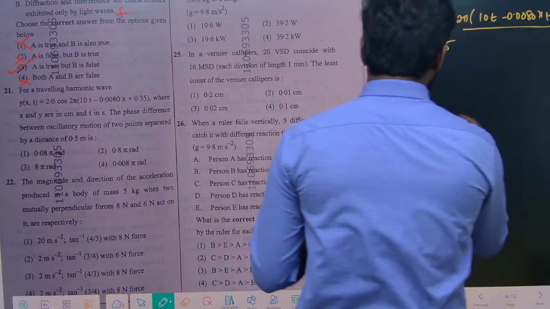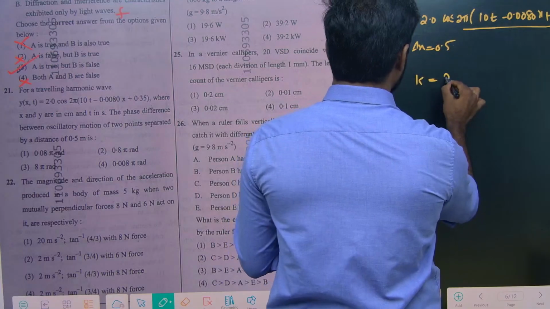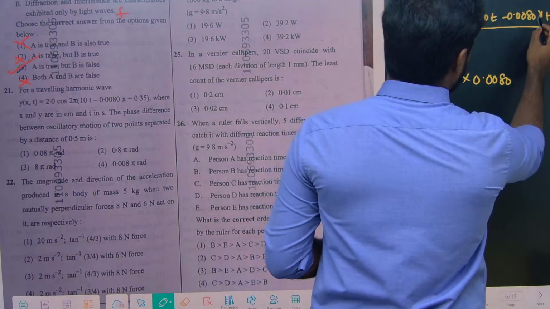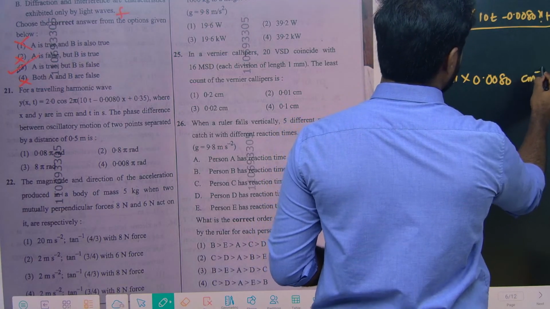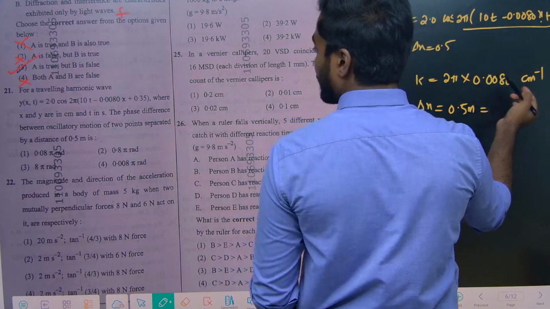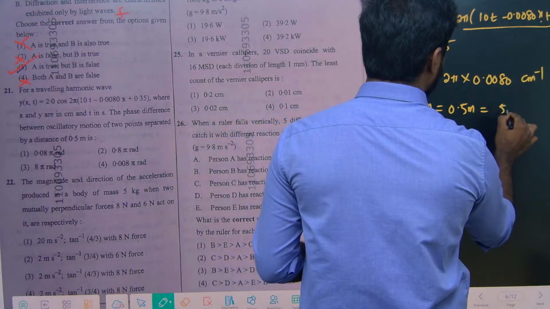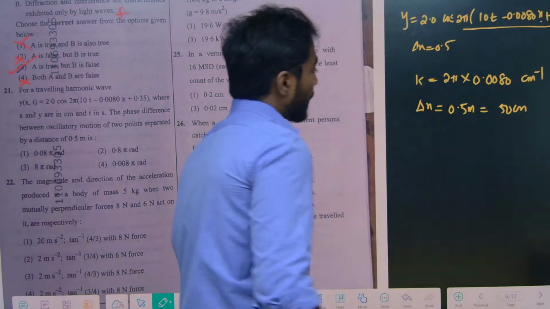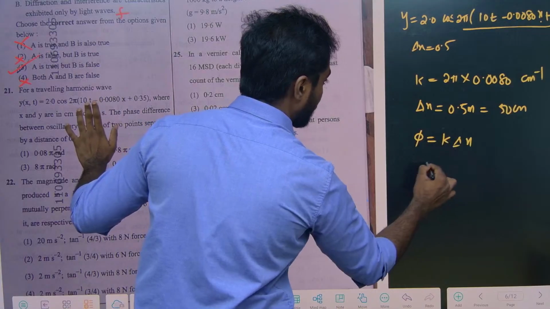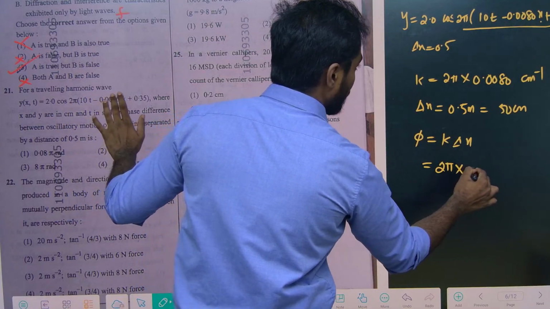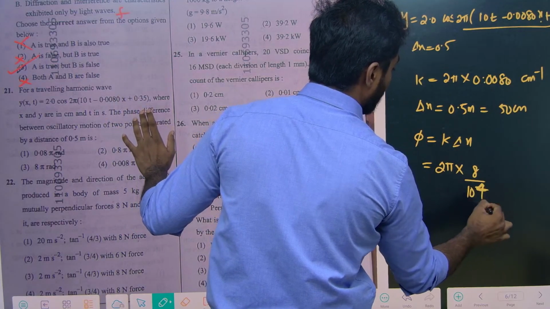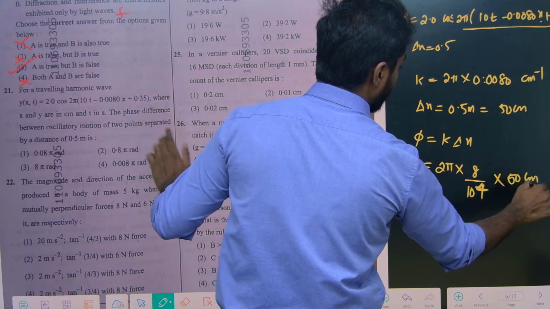I will write here. So k is nothing but 2 pi into 0.0080, which is in centimeter inverse, and delta x is equal to 0.5 meter, which I will convert to 50 centimeter. So what will be the phase difference? Phase difference phi is equal to k into delta x. So 2 pi into 8 divided by 10 power 4 into 50 centimeter.